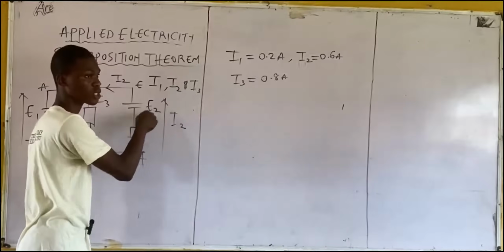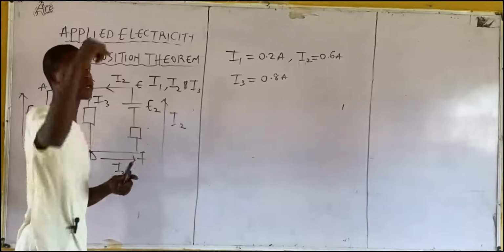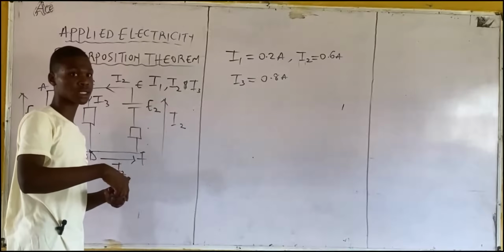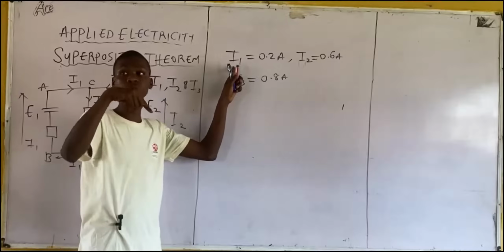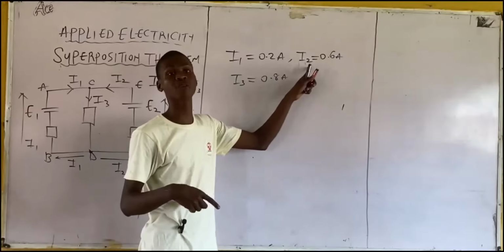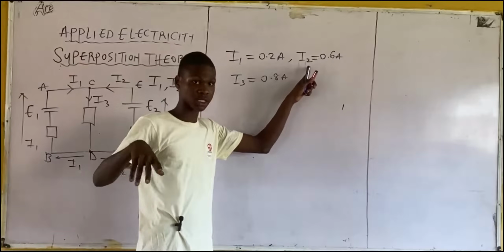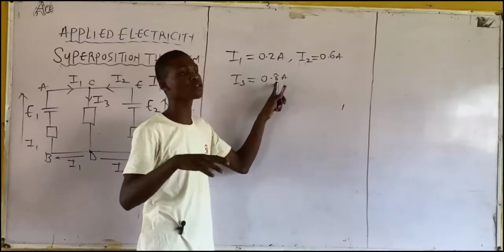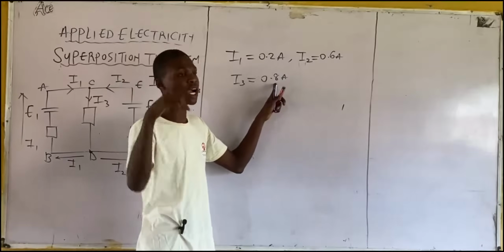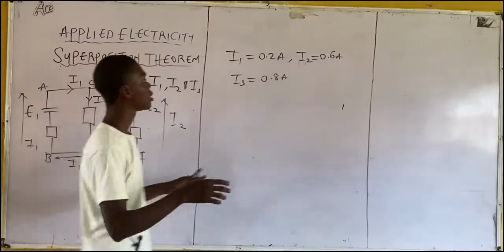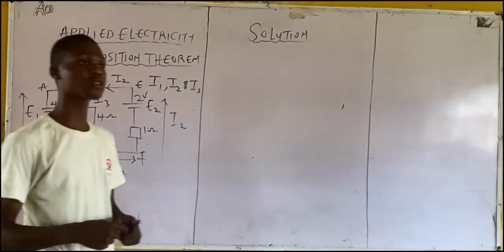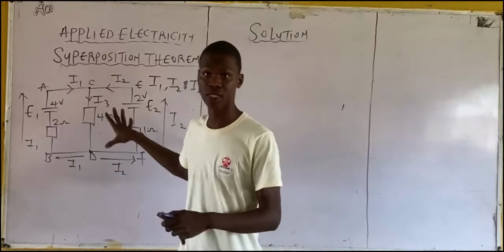When I considered E1 first, I got these values, right? Now, considering the other source EMF, for each value we have the corresponding value. Any question on that? For I1, we have the corresponding value of I1. Similarly, we also have a corresponding value of I2 in that same branch. Likewise, for I3, we also have a corresponding value of I3 in that same branch. That's what superposition theorem is saying. Now let's solve. You already know what the question wants us to calculate: the current in each branch, right?